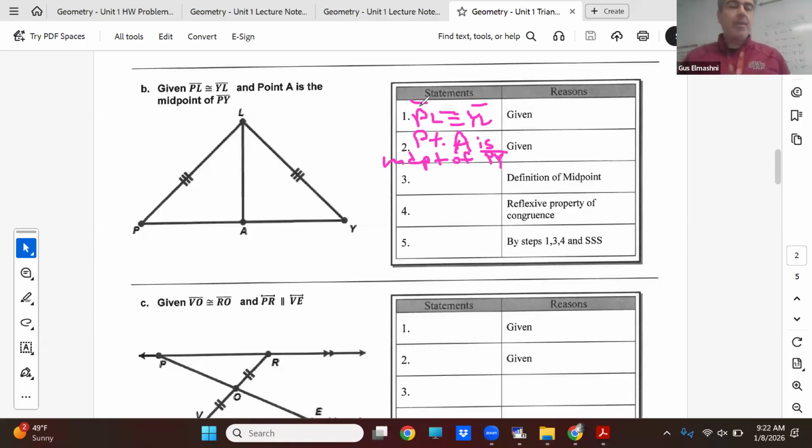So here's the deal. If A is a midpoint, what does it mean about PA and AY? And LA equals LA. Statement: point A is a midpoint. I'm just repeating this. So now you know the triangles are congruent.